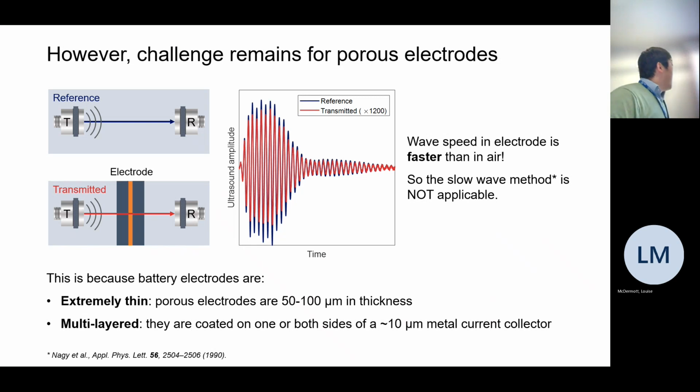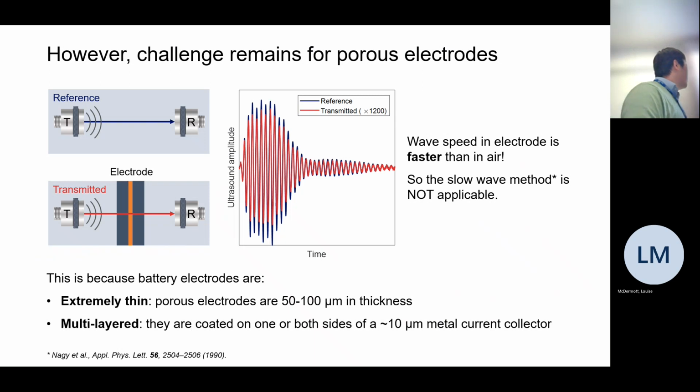But for electrodes, because they're extremely thin, the propagated wave would overlap, even though they are slower. Because the traveling distance is so thin, these signals will overlap with the faster wave. Also, the electrodes are made of a metal core in the center with coatings on either side. So that's a multi-layer system compared to a single porous slab.